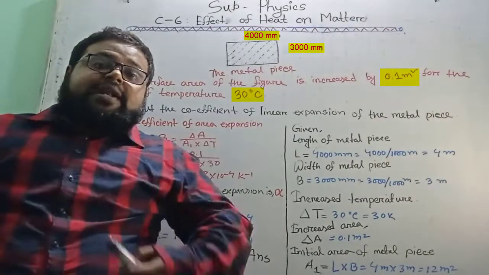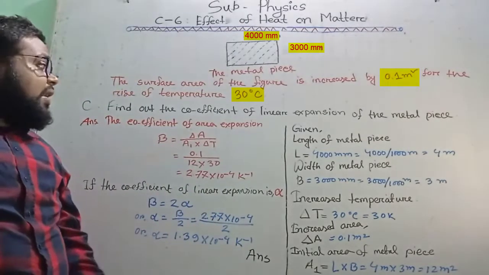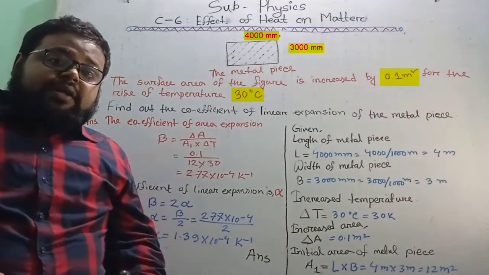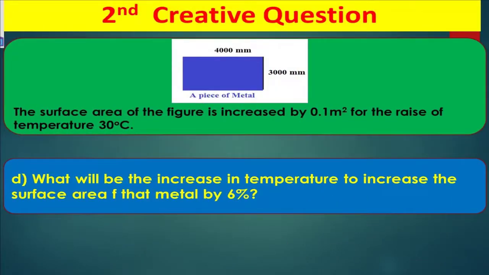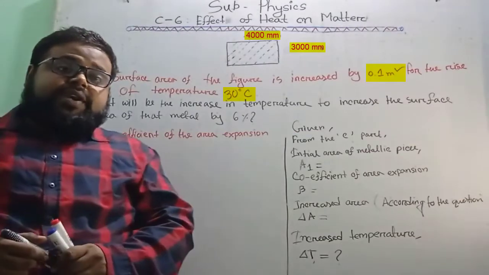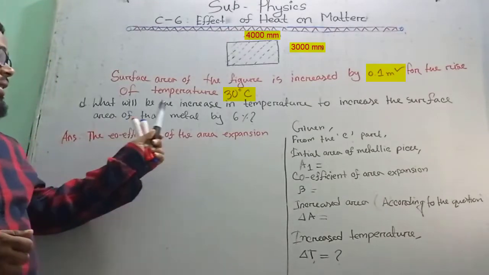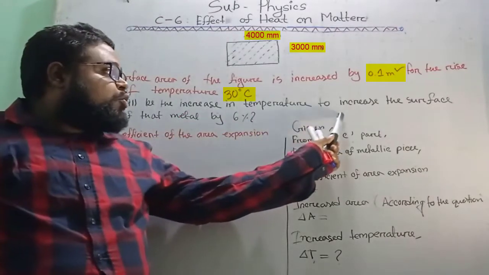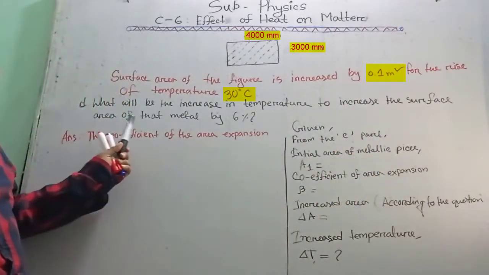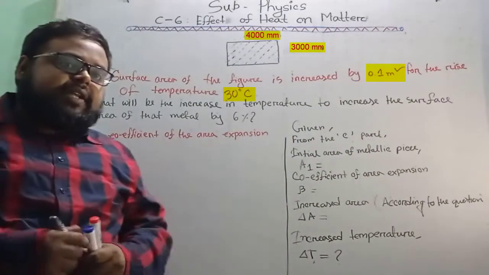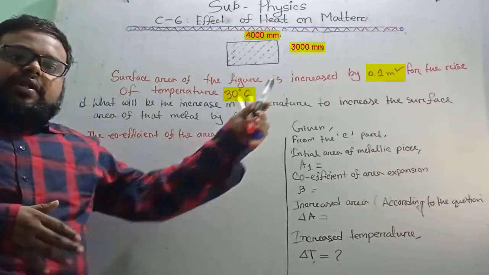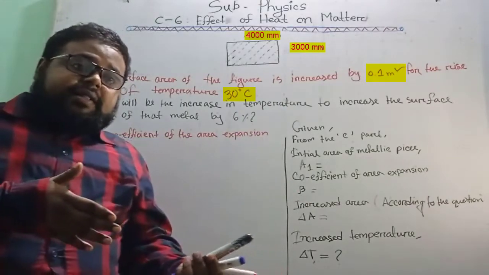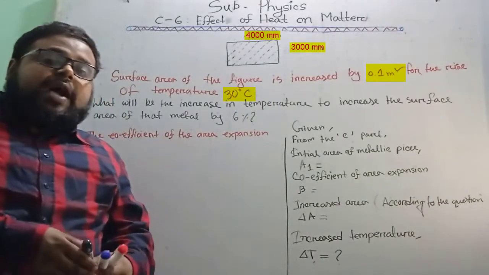I hope you can understand how we can find the coefficient of linear expansion by using the coefficient of area expansion. Dear student, our today's last question is, what will be the increase in temperature to increase the surface area of the metal by 6%? That means if we want to increase the piece of metal by 6 times than before, then what will be the increased temperature? We have to find it.